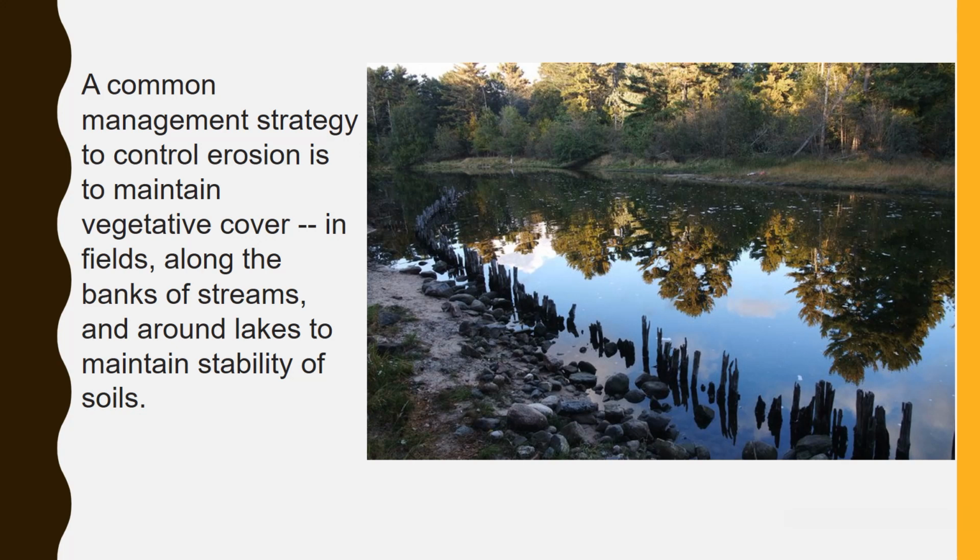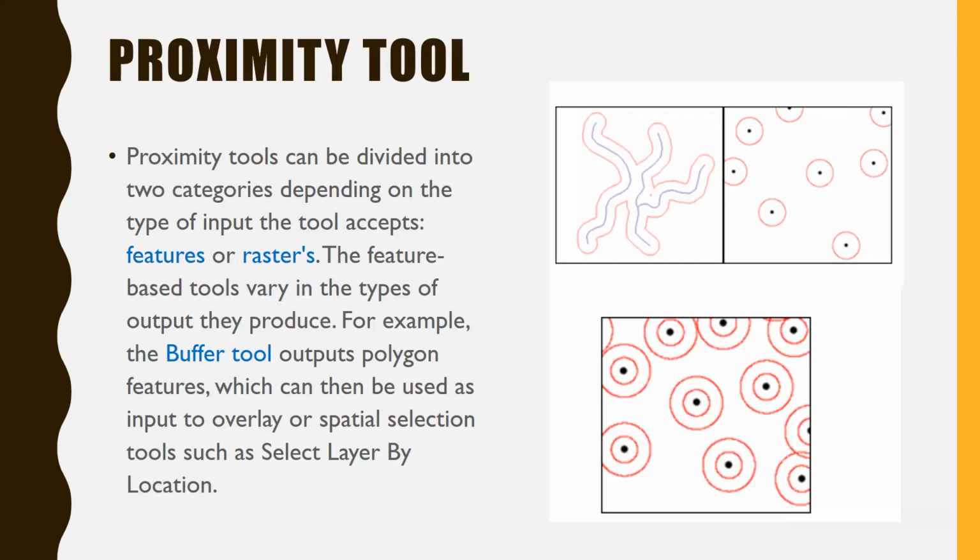A common management strategy to control erosion is to maintain vegetative cover in fields along the banks of streams and around lakes to maintain stability of soils. As you can see on this image, the river bank, especially on the other side from our perspective, is protected by vegetation. Meanwhile, on our side you can see that it's less protected, and therefore the river stream causes a small level of erosion across its banks.